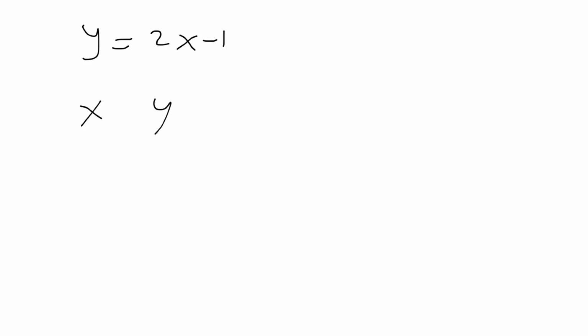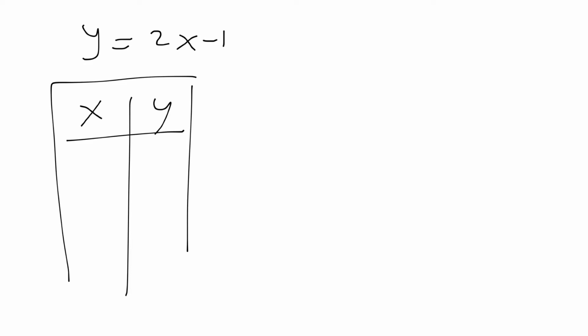Let's just assume some values of x and calculate y. If x is 0, for example, what is y? Put 0 here, so you get minus 1, right? If x is 1, what is 2 times 1? It will give you 2 minus 1, so yeah, it's 1.